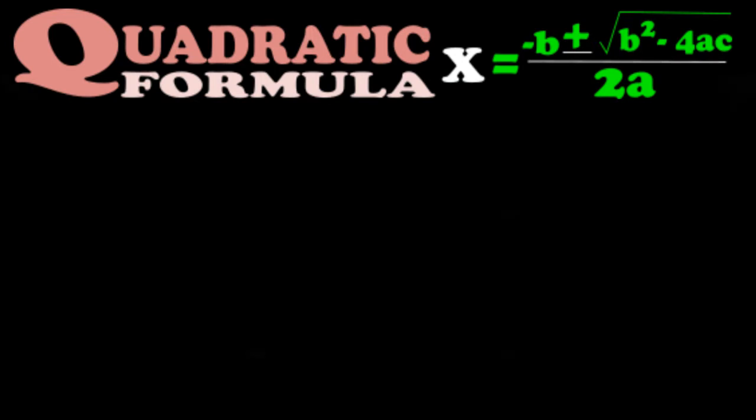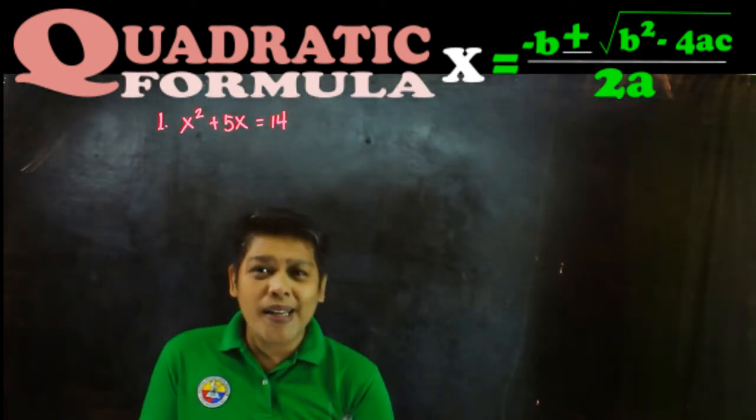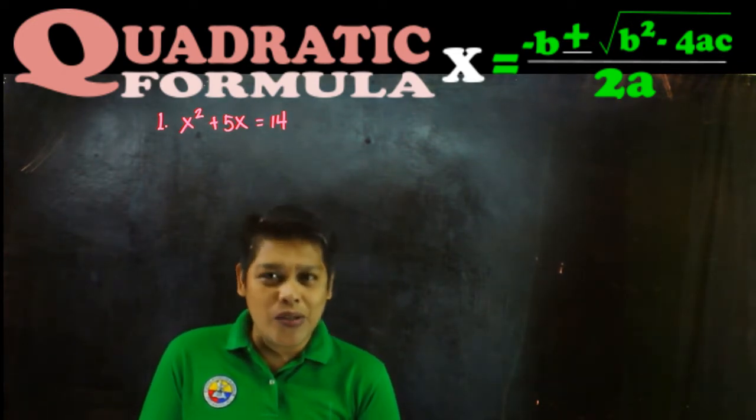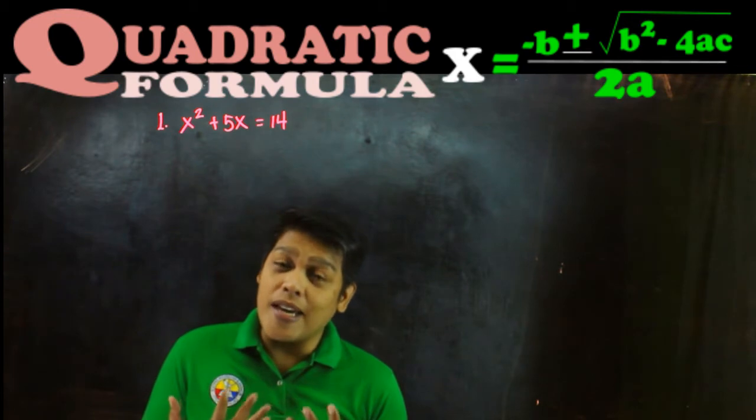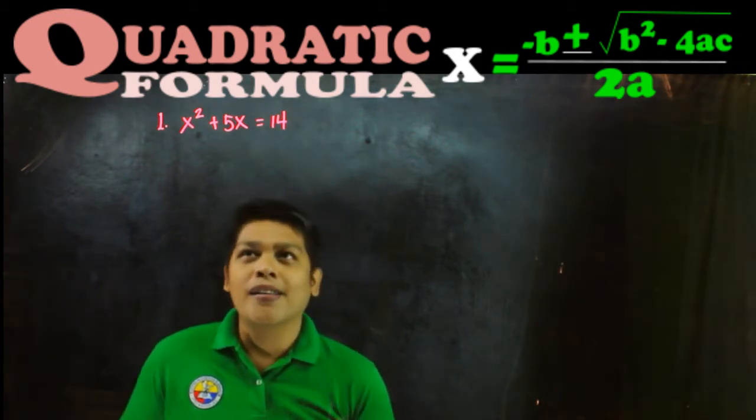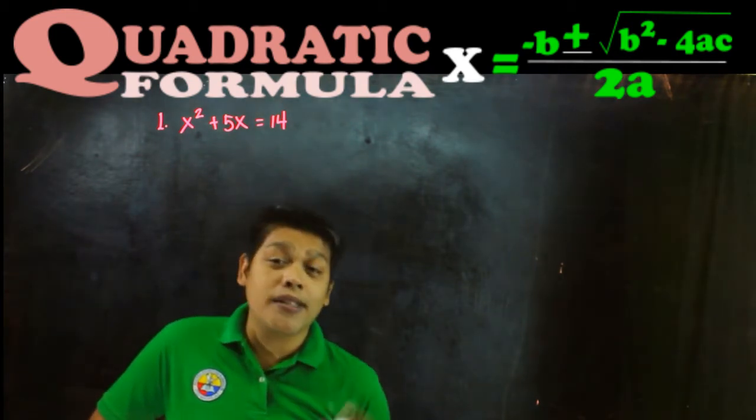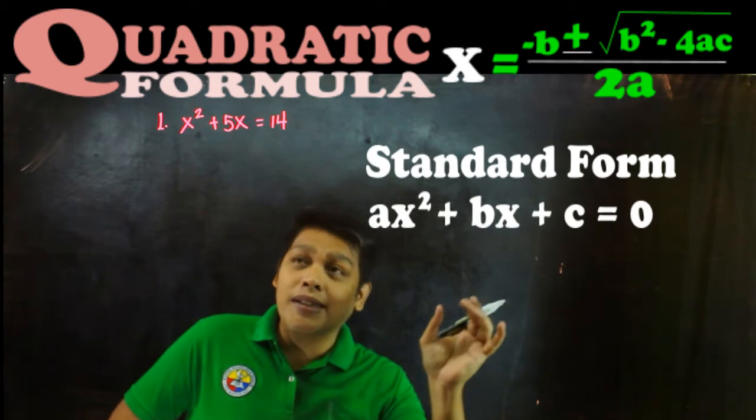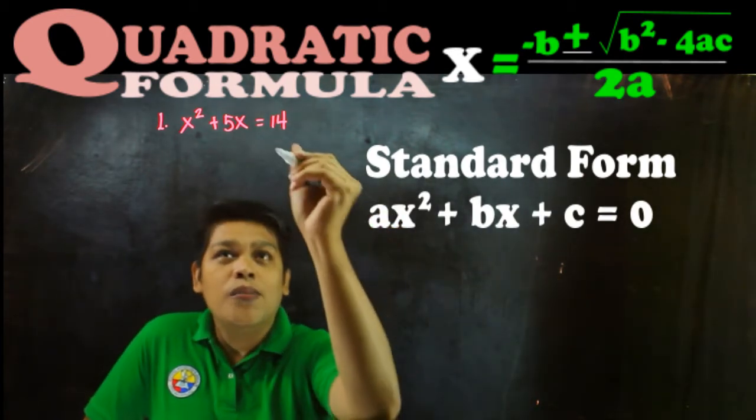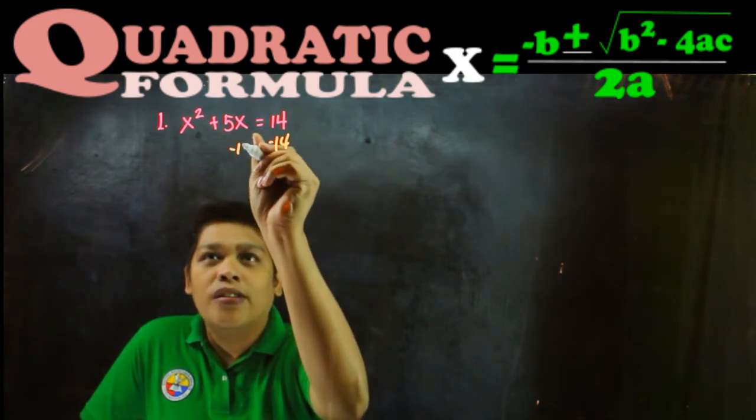So example number 1: x squared plus 5x equals 14. Kailangan muna natin i-change siya sa standard form, yung quadratic equation natin. And then we will find the a, b, c and plug it into our formula. So kailangan natin ng standard form. Ang standard form is ax squared plus bx plus c equals 0. So plus 0 dapat yung nasa dulo. So magma-minus tayo dito ng 14, tapos magma-minus tayo dito ng 14.